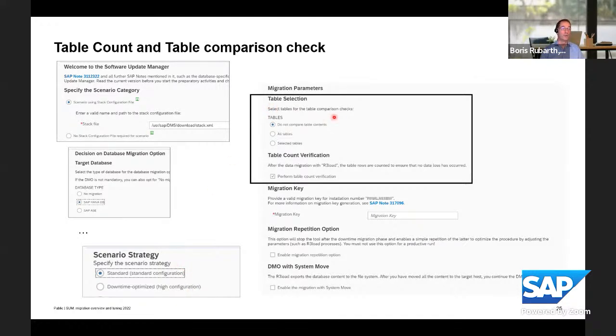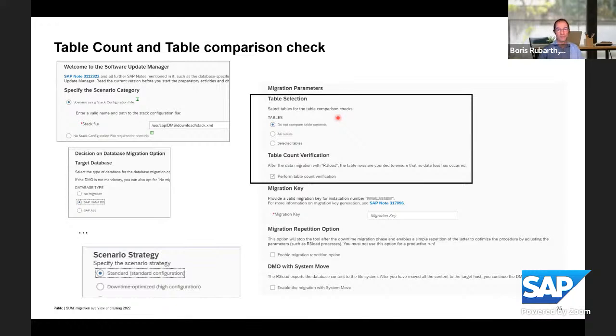And then, the fifth dialog of the Software Update Manager tells you we have the possibility to do a table comparison check and to switch off table count verification. That's the actual status. Previous releases of the Software Update Manager with a lower SP number do not show this second option. What is it? Well, typically you would keep on the table count verification. So the tool will count the number of rows in a table before and after the migration. The other thing that is possible to switch on is the table comparison, where not only the number of rows, but the content is checked by the tool.